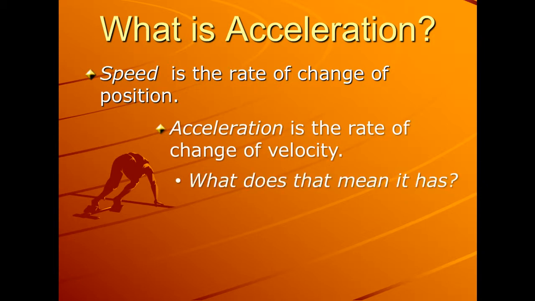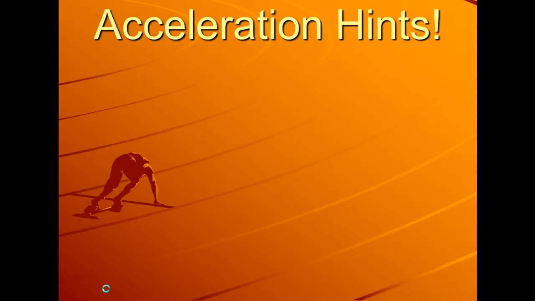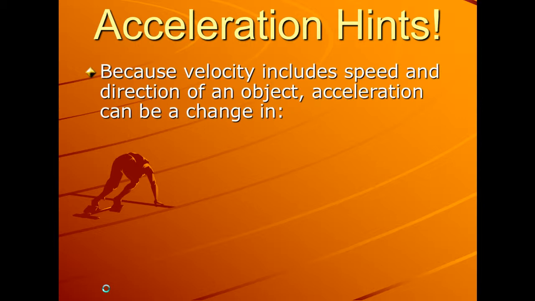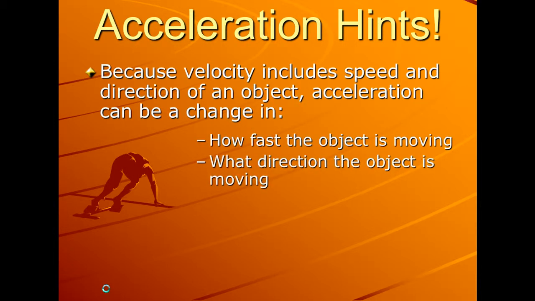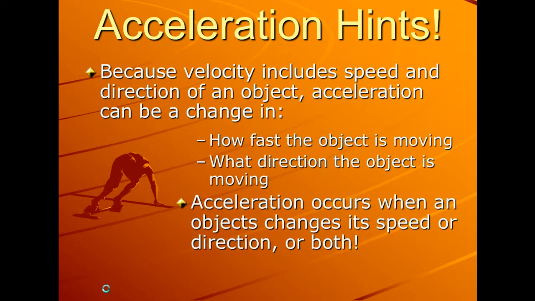So if it is actually how fast you change velocity and not speed, what does that also mean it has? Here's your hint. It's direction, right? So here's some hints about acceleration. Because velocity includes speed and direction of the object, acceleration is also going to be a change in how fast the object is moving and what direction the object is moving. And acceleration is going to occur when the object is changing speed, or when the object is changing direction, or both. Okay?